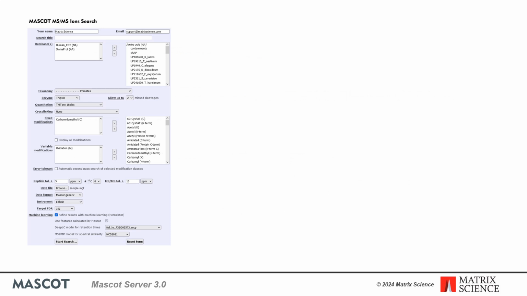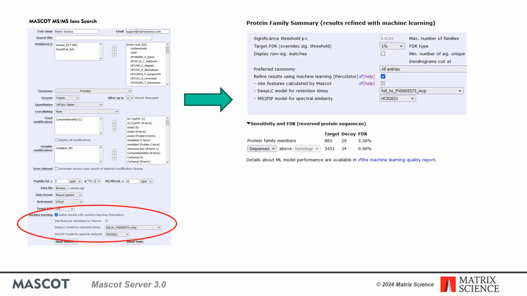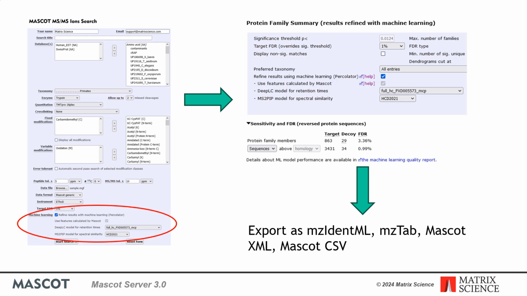In the new version, machine learning is much easier to use. The nose-to-tail workflow starts from the Mascot search form. There are new controls for refining results with machine learning, shown here, and you can select the DeepLC and MS²PIP models directly in the search form. The settings are carried automatically to the protein family summary report. The rescored results can be easily exported as MZ-identML, MZ-tab, Mascot-XML or Mascot-CSV for downstream processing.